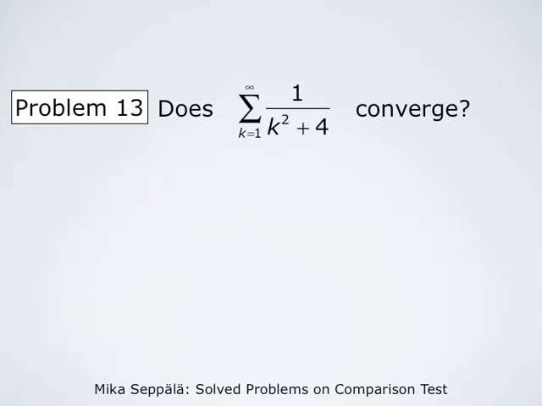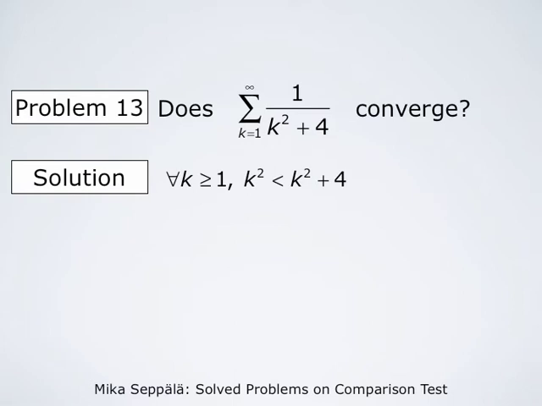Look at the series k from 1 to infinity of 1 divided by (k squared plus 4). Does this series converge? We argue in the same way as before. For all values of k, k squared is of course always less than k squared plus 4. Therefore 1 divided by (k squared plus 4) is less than 1 divided by k squared.